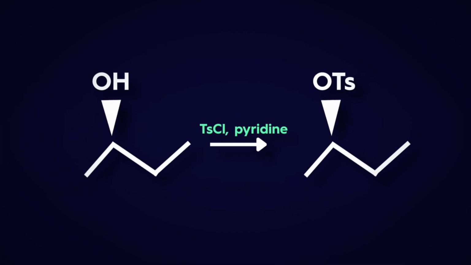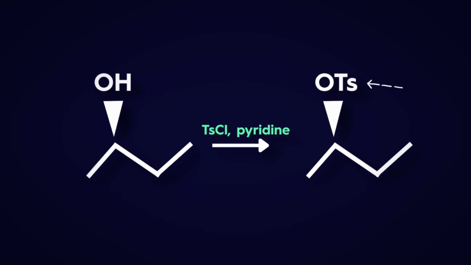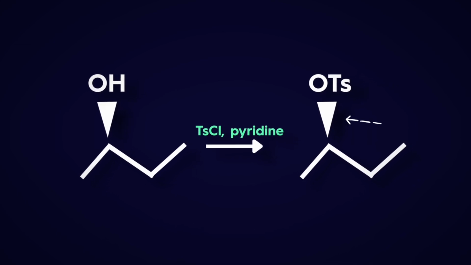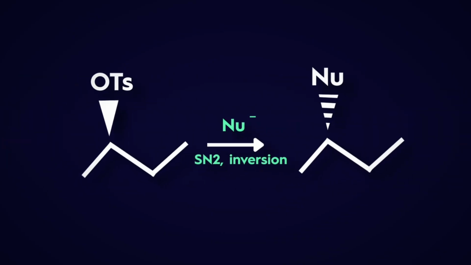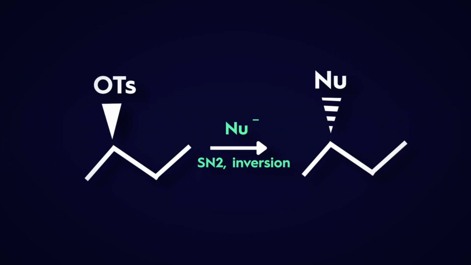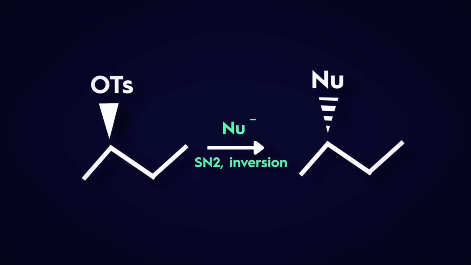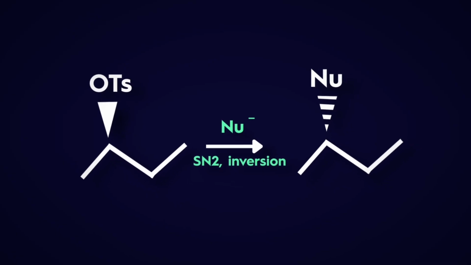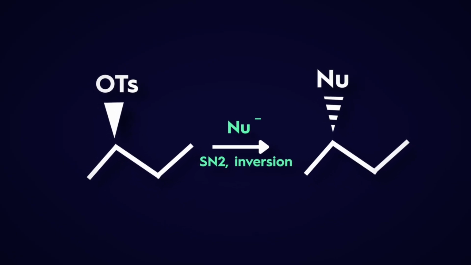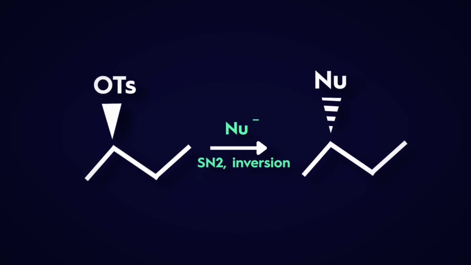Tosylation solves that. P-toluenesulfonyl chloride with pyridine converts the hydroxyl group into a tosylate and keeps the configuration at the carbon-oxygen bond. Your nucleophile then attacks once by SN2, giving a single inversion overall and avoiding the double inversion trap. If retention were the goal, two SN2 steps could be used on purpose, but when you want clean control with one flip, tosylation is the safer choice.